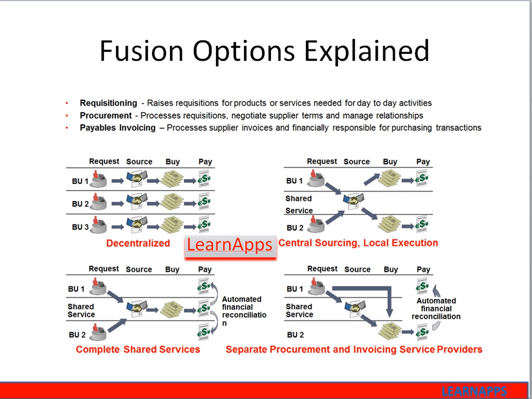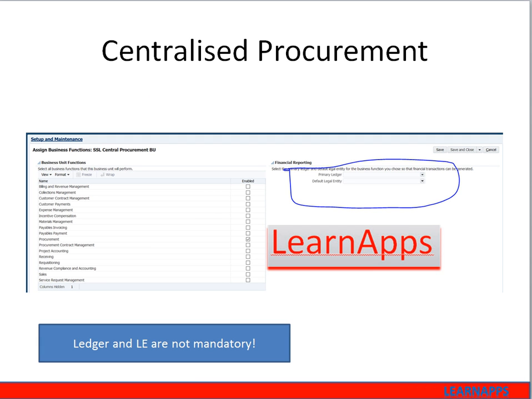So there are 4 options, but technically it's only 3 options. We can have centralized, decentralized, or we can have a shared services model. Now, if it is a central procurement, as you see in the screenshot, we create a business unit.